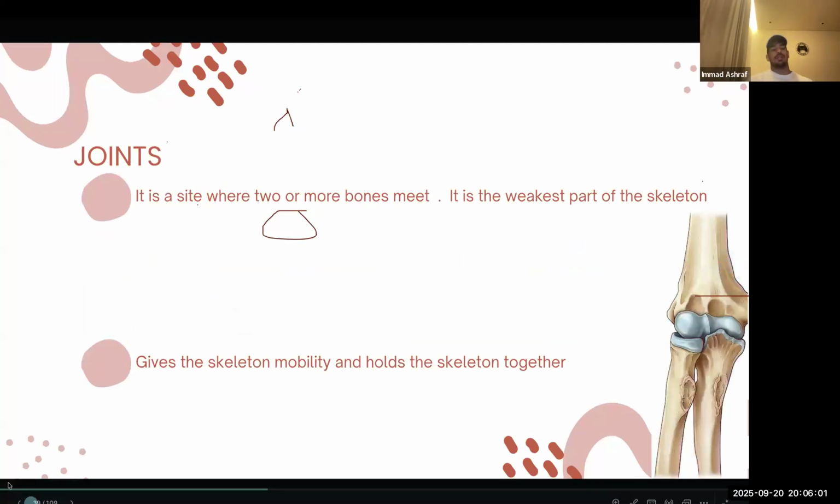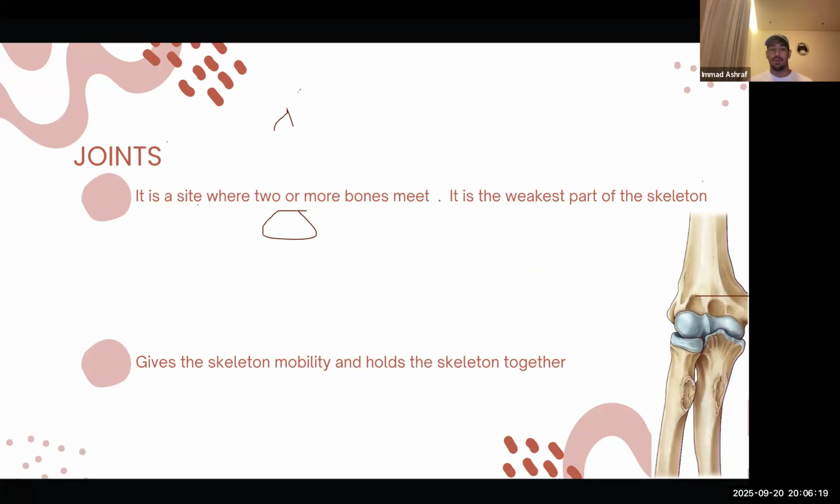Now joints. What are joints? Joints, as we said earlier, are where two bones meet. It is the weakest part of the skeleton, so it is the most likely to be injured. But we still keep them because they give the skeleton mobility. It allows us to move around. It allows us to move our joints.